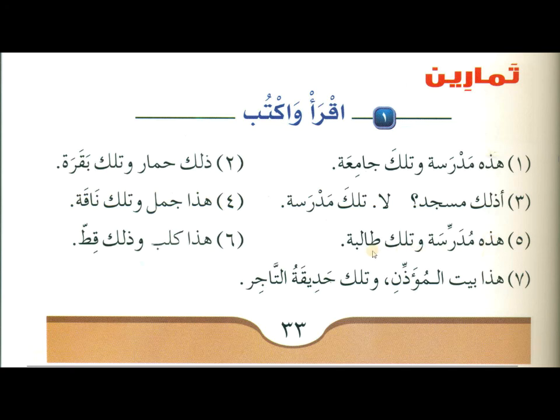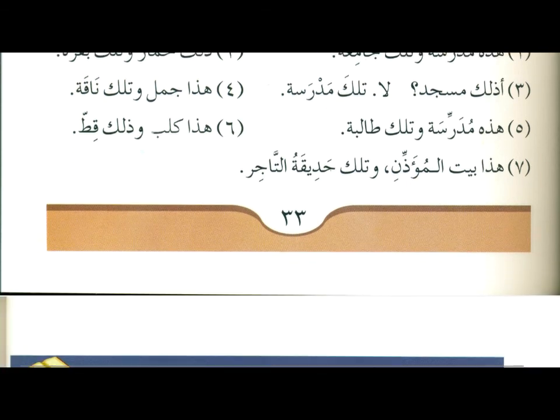Hazihi mudarrisa wa tilka taliba. This is a teacher and that is a student. Haza kalbun wa zalika kittun. This is a dog and that is a cat. Haza baytul muazzini wa tilka hadiqatut tajir. This is the house of the muazzin and that is the garden of the merchant. Muazzin means the man who says the azan, the Muslim call to prayer, in the masjid, in the mosque.